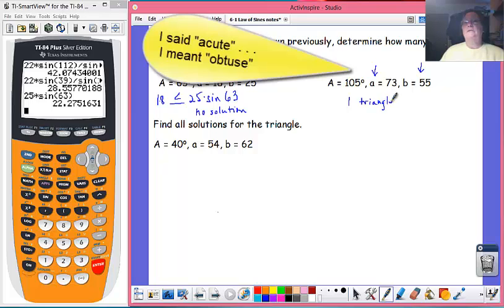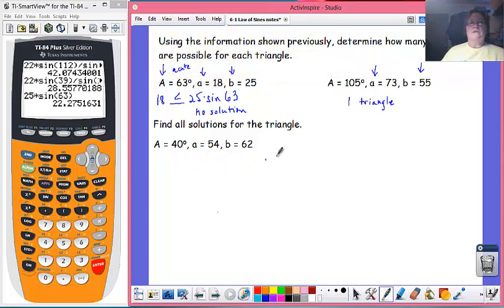is what will happen if we have an acute angle with A greater than B. Next, we're asked to find all the solutions for a triangle, and I'm going to just draw that triangle. This is not to scale, but I like to have something to look at.